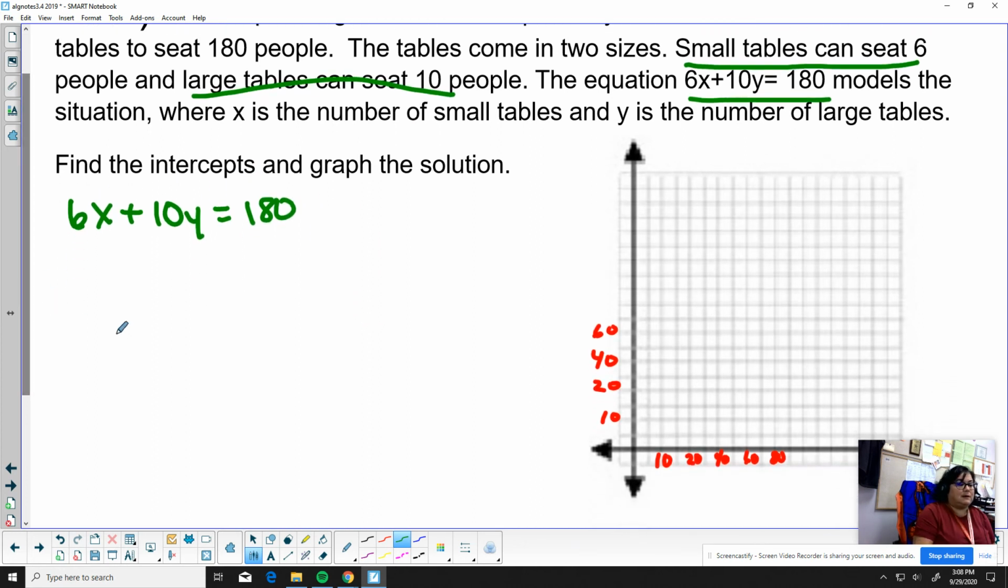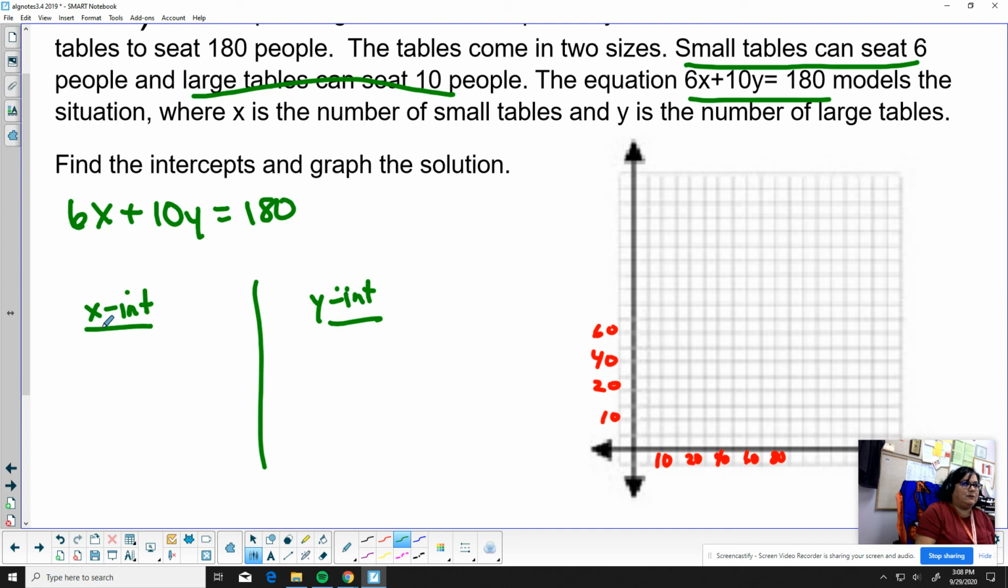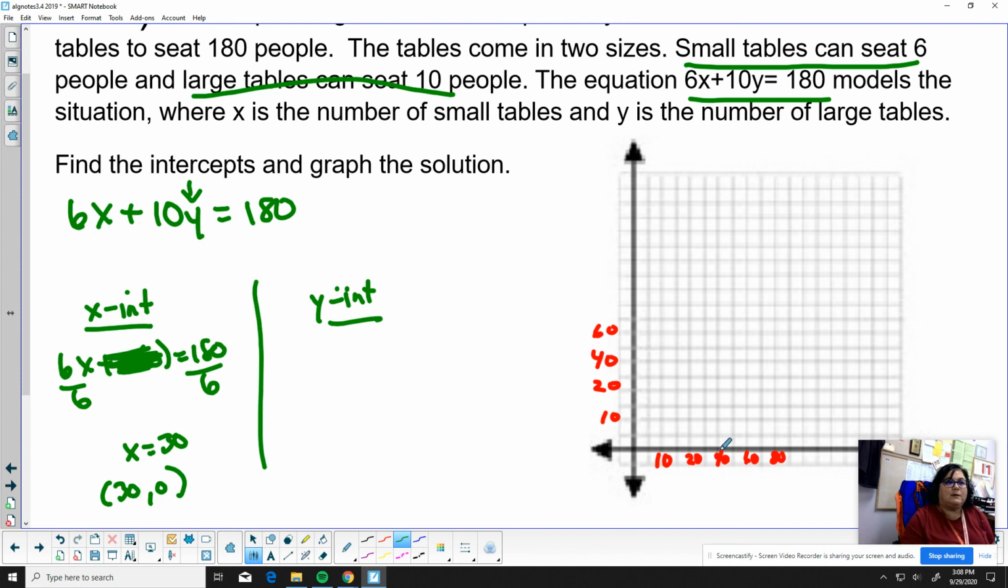intercepts. Okay, so if I find the intercepts for the x and the y, I'm plugging 0 for the opposite letter. So here 0 is going in right there. 6x plus 10 times 0 equals 180. Well, that just crosses out, and I divide by 6. So x is 30. So 30, 0. So I could put that point about 20, 40. I think that says 30. Yeah, we'll put it right there.